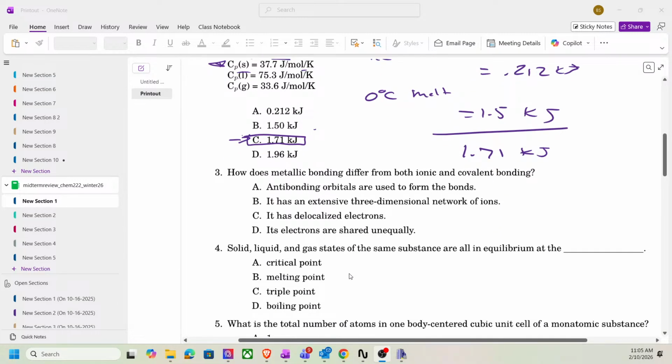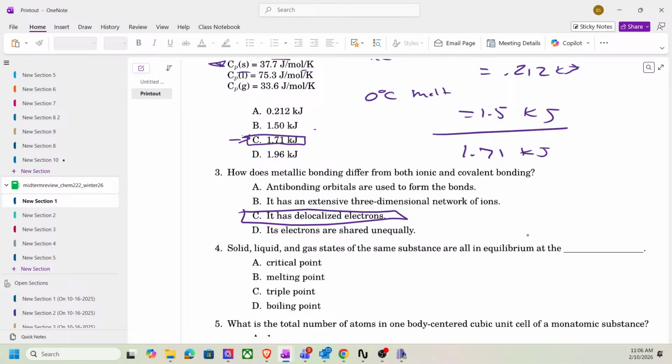All right, next one, number 3. How does metallic bonding differ from ionic and covalent bonding? So it looks like everybody likes C and D. Okay, so no one liked D. Yes, like we mentioned, those delocalized electrons going across our bonding. So we essentially have a lot of whatever our orbital is. If we're talking about sodium, a lot of 3s orbitals that all make your conductive band. Good.